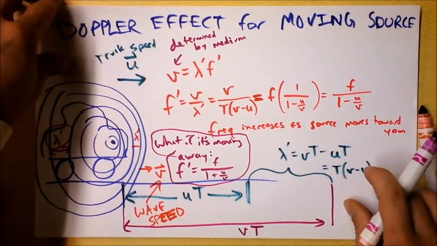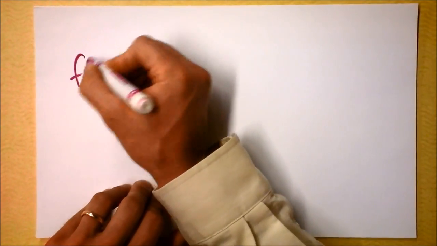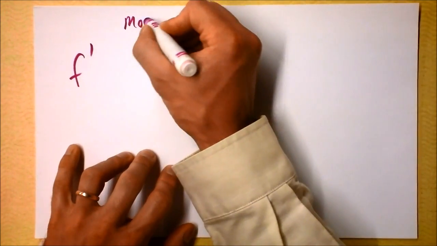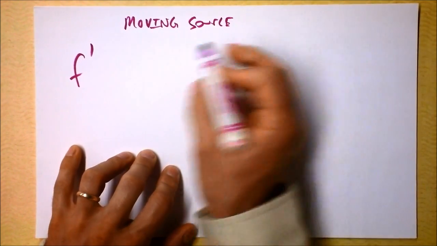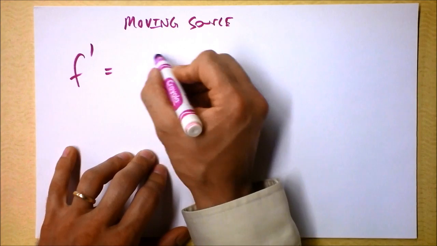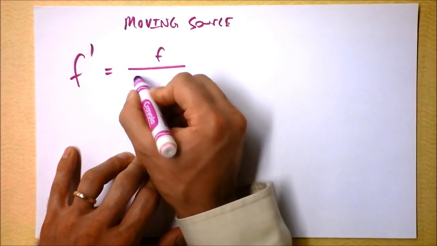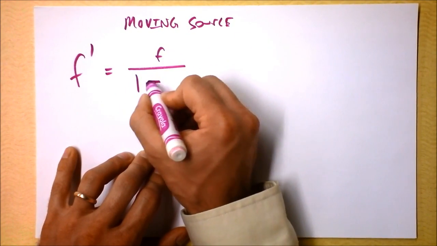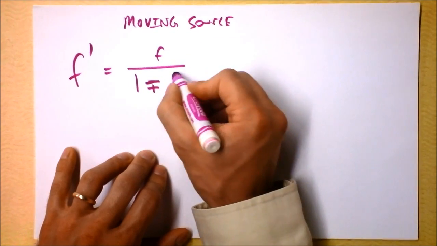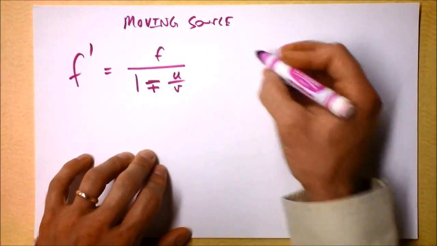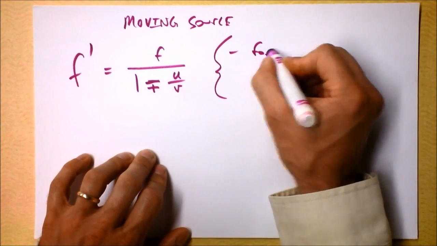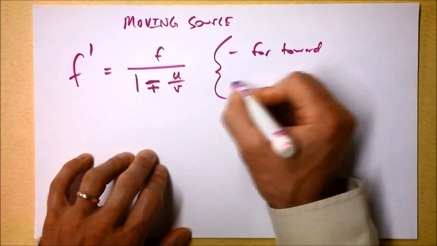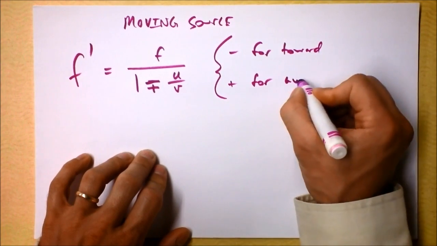Let me summarize these two equations on the next sheet and say a little bit about light. For a moving source, the frequency prime is the original frequency divided by 1 minus or plus U over V. And I can emphasize what I've got here: minus for toward, plus for away.